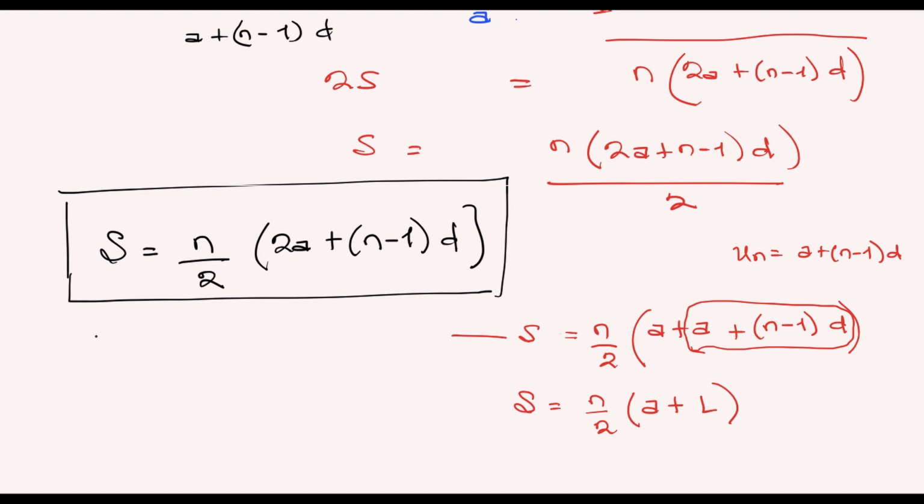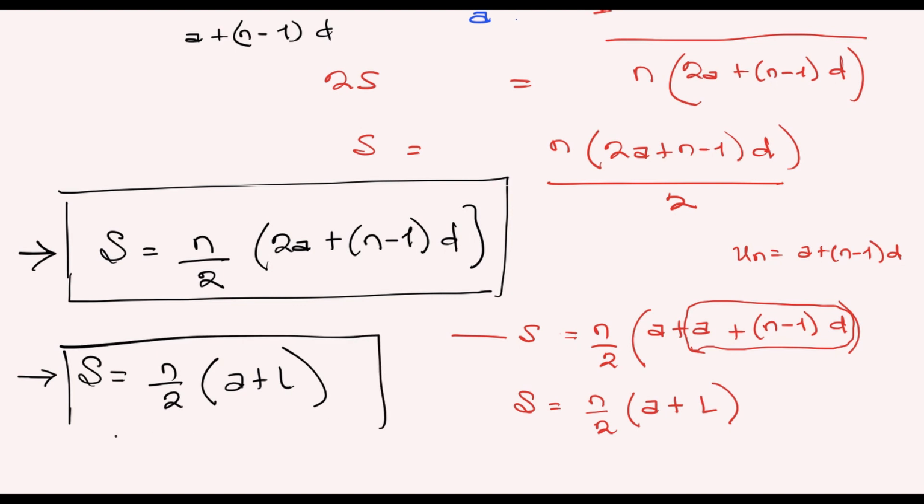So we have two formulas. The second one is n over 2 times (a plus l). We use the first formula when we do not know the last term of our sequence; we only know the first term and the common difference. And we use the second formula when we know the first and the last term of our arithmetic progression. So now that we have these two formulas, let's use them in solving some examples.